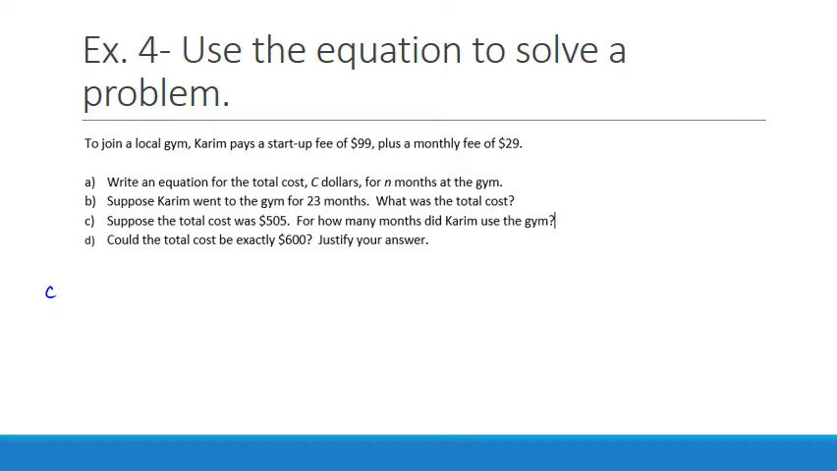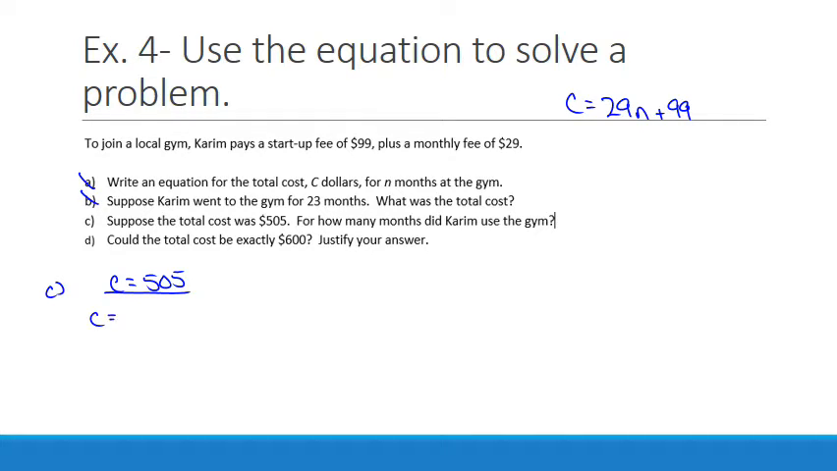I just need a bit more room. So I've got A and B done. Remember our equation was C equals 29N plus 99. I need that because that's how I'm going to answer my future questions. C says, suppose the total cost was $505. How many months did Kareem use the gym? Yes, we know the cost was $505.